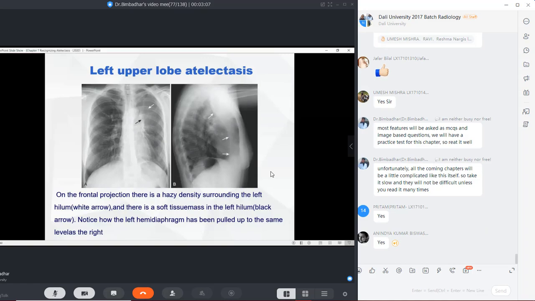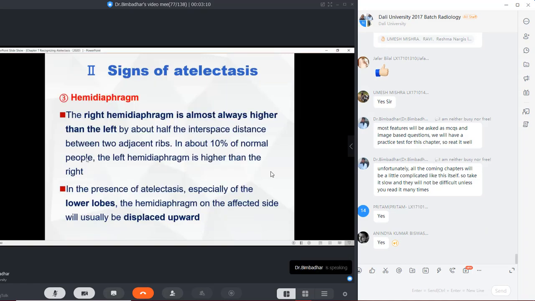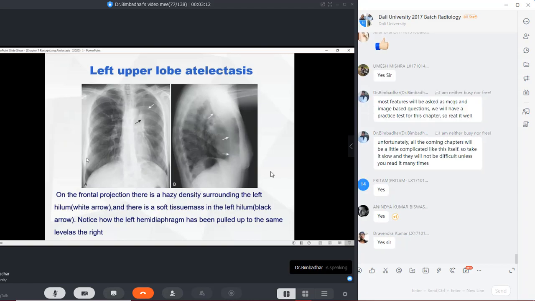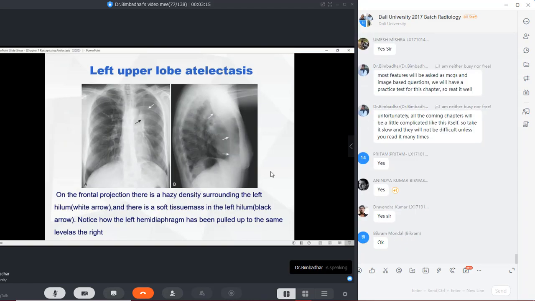Right. So let's try to continue. I will try to complete fast the next few slides, because now you have known the concept. It should not be very difficult for you to understand now. See here, if there is a left upper lobar atelectasis, what actually happens is that there is a density seen around here. You see here, there is a hazy density present in the left upper lobe, and then there is a soft tissue mass along the left hilum. Okay, this is the mass.